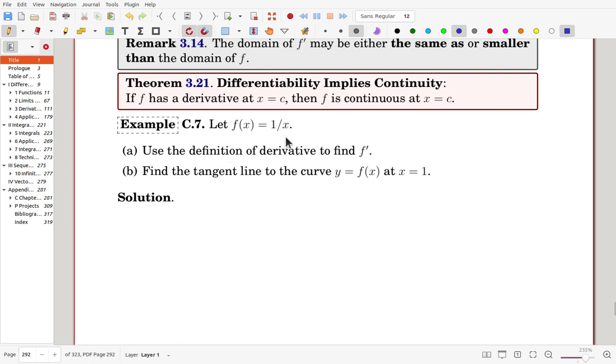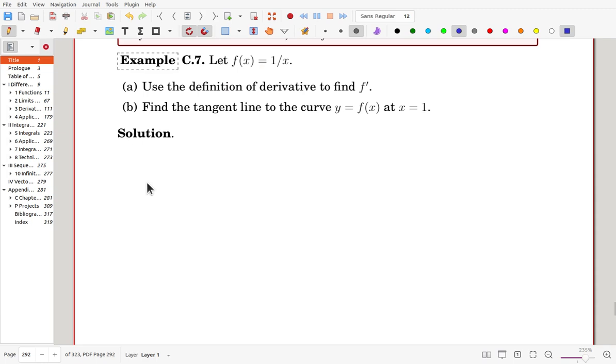Let f of x be 1 over x. Use the definition of derivative to find f prime. Okay, let's use the definition to get the derivative of f of x. Here, part A. f prime of x must be the same as the limit, using the definition, as h approaches 0 of f of x plus h minus f of x, divided by h. We'll rewrite this portion.